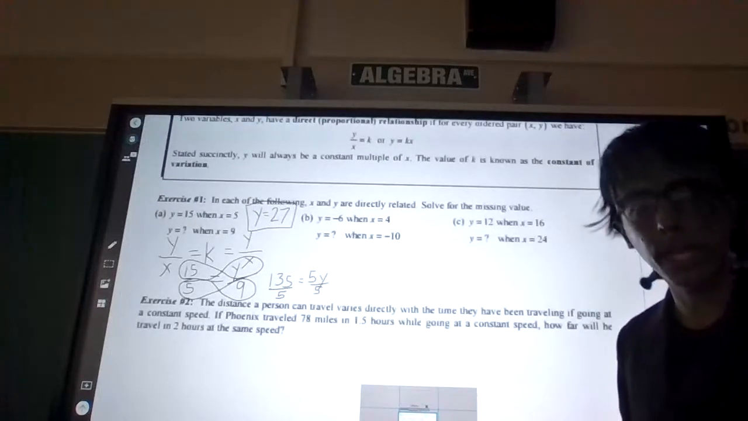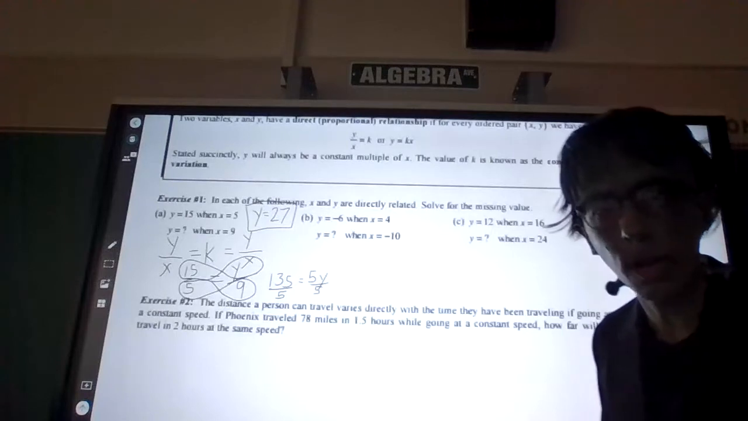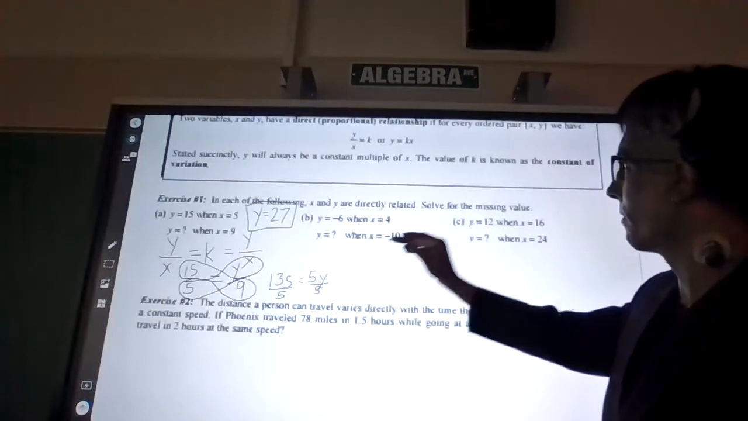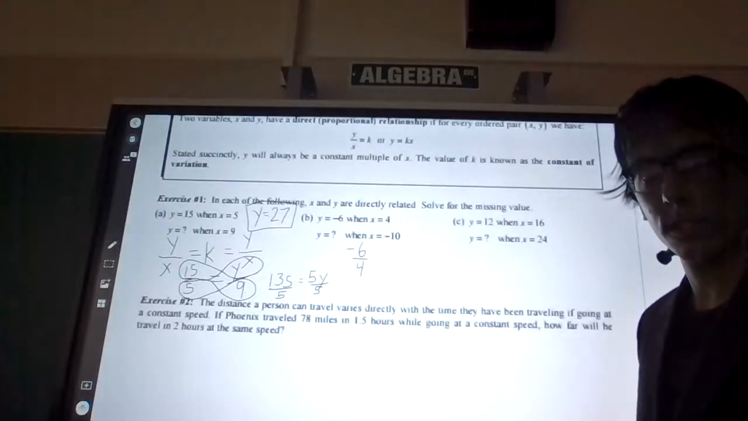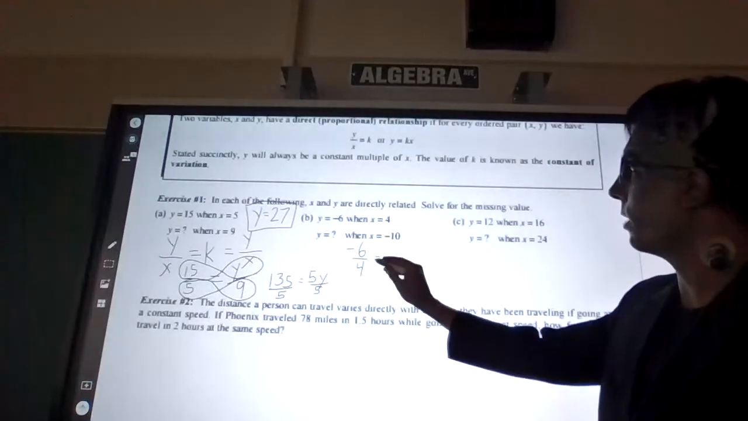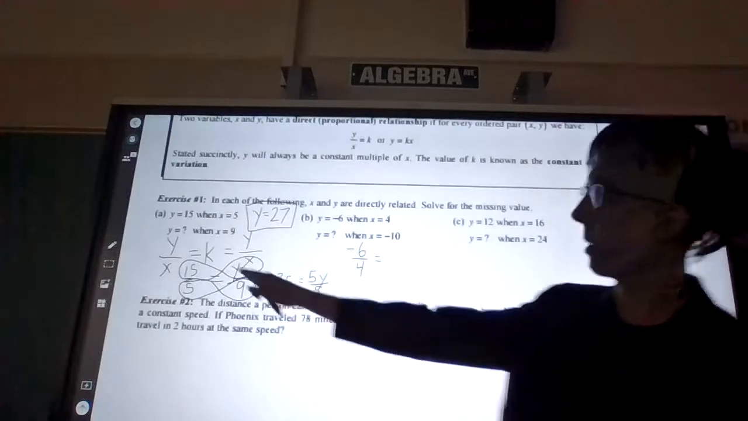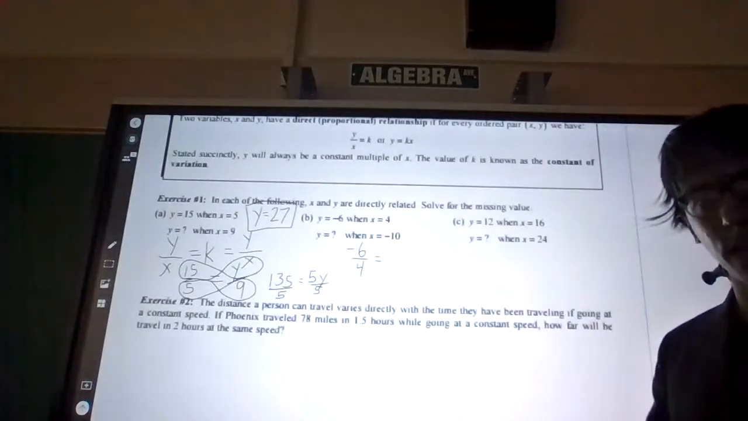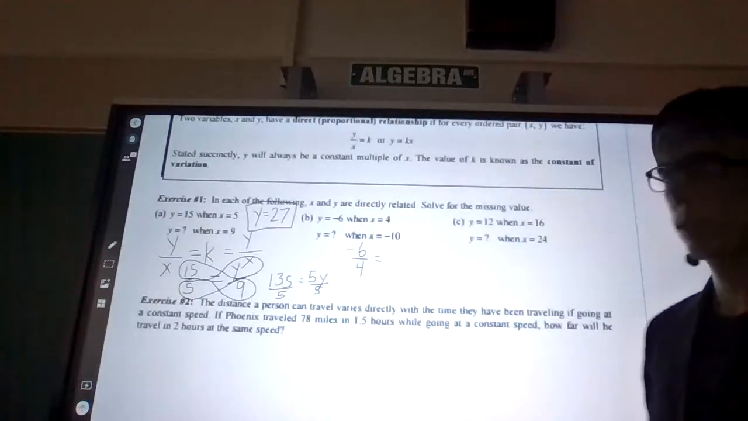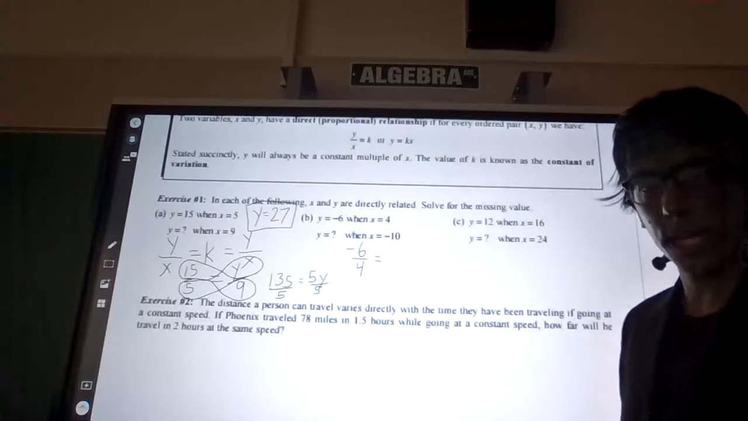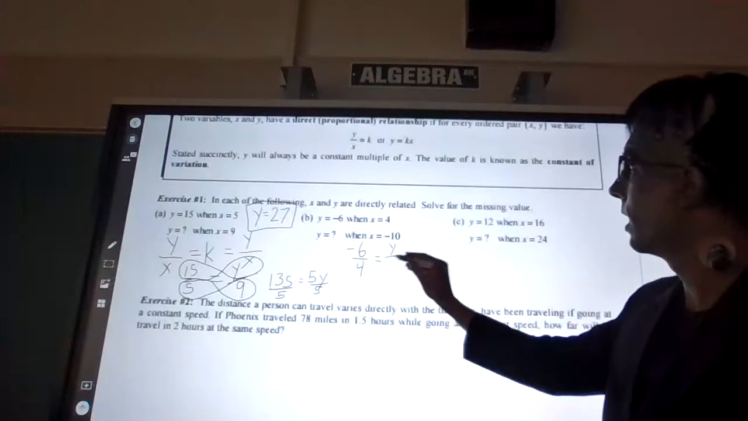Okay, moving on to letter B. Same idea holds true, right? We take 1 y and x, so we have negative 6 over 4. And that's going to be equal to, I'm going to skip the part where I write in k because I know that 1 y over x has to equal the other y over x. So negative 6 over 4 equals y over negative 10.